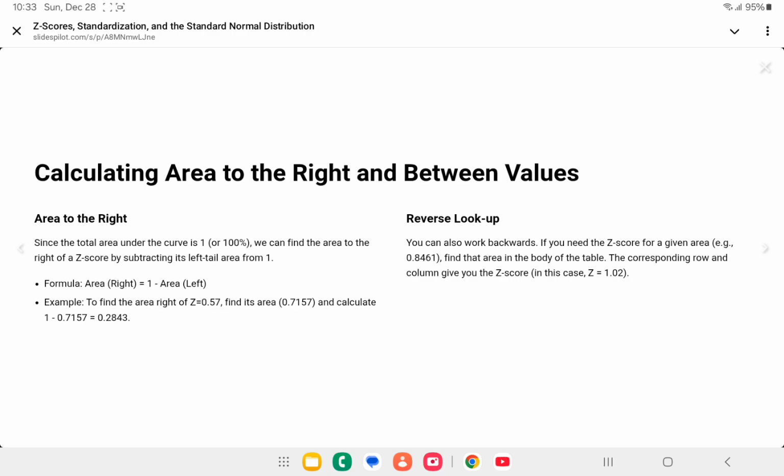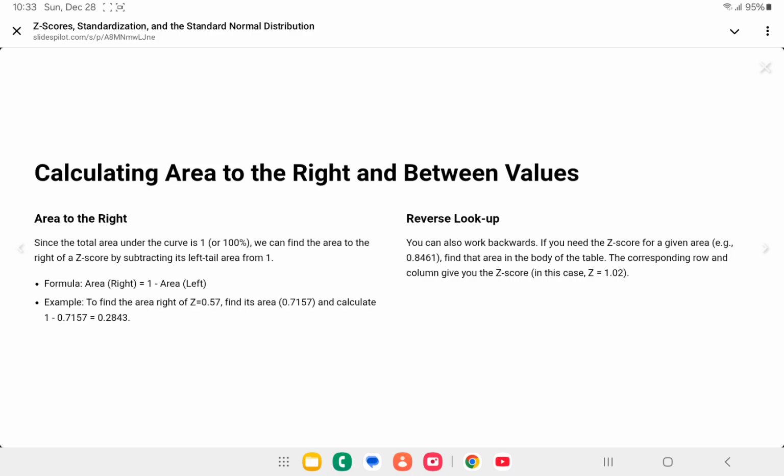You can also use the z-score table to do a reverse lookup, which means you can use the table to see what z-score is associated with a specific area. So if I wanted to know what value of z corresponds to an area of 0.8461 to the left of it, all we have to do is find 0.8461 on the table and see what value of z it corresponds to. We see that it corresponds to a z value of 1.02.